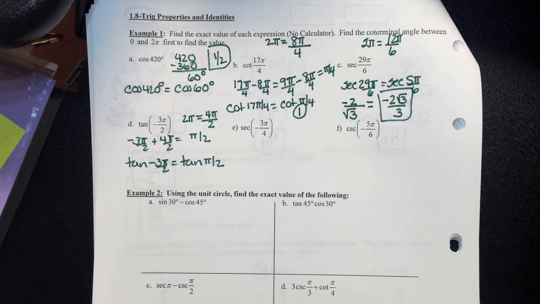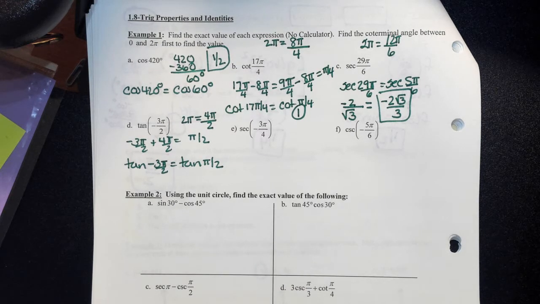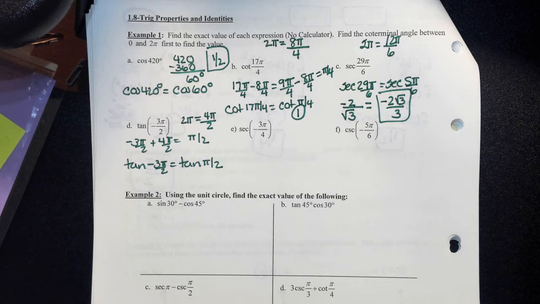So if you're not comfortable with the negative angles, just add 360 or add 2 pi until you get to an angle between 0 and 360 or 0 and 2 pi. Some of you are more comfortable visualizing the negative angles than others. So you don't have to find those positive coterminal angles if you're comfortable with where those negative angles are located. Yes, Jen?